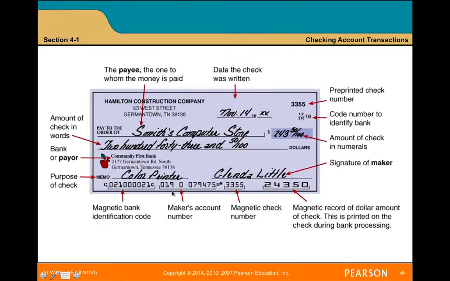Here you have identifiers. You have the identification code of the bank here. You have the maker's account number, magnetic check number right here. Sometimes this is considered the routing number also. The purpose of the check can go right here, although you don't have to put one, but it can help you just to keep track. The bank is usually here right above the memo, and the amount of the check in words is written out on that line.